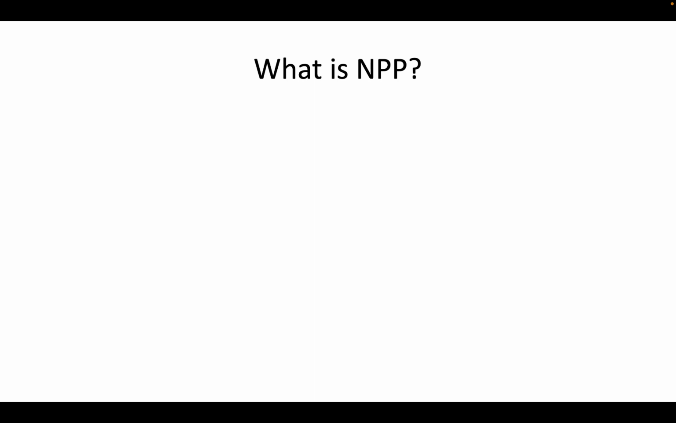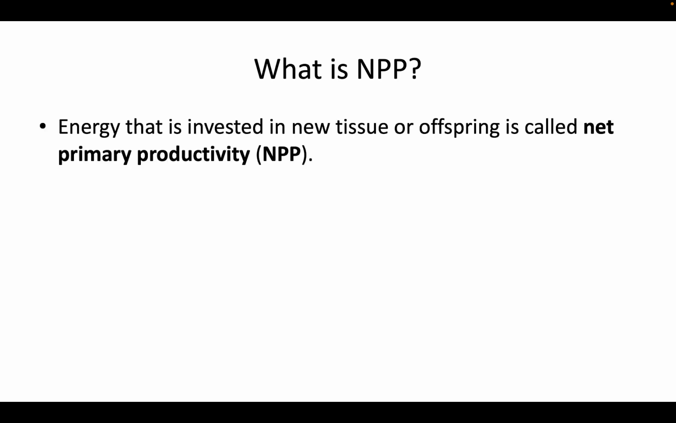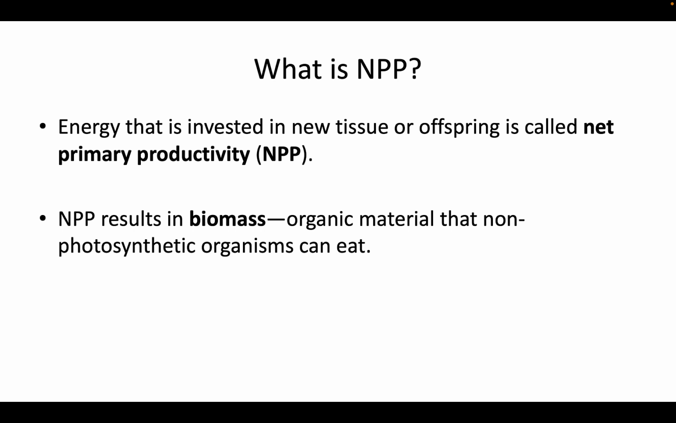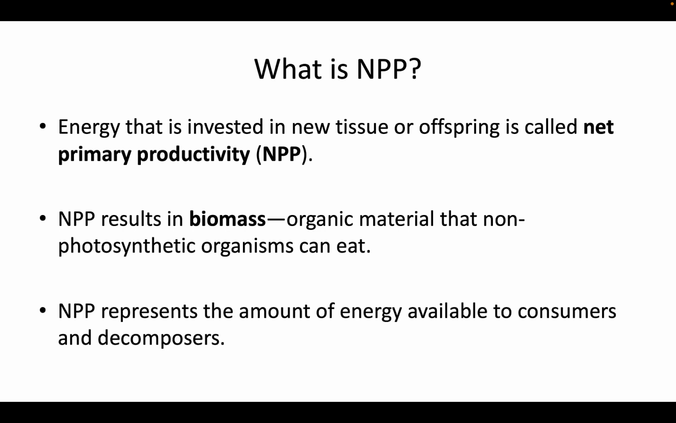So we've been talking about this and talking about the term productivity, and now we want to talk about what is net primary productivity, okay? So NPP, net primary productivity, is energy that is invested in new tissue or offspring. And it results in biomass, organic material that non-photosynthetic organisms can eat. And it represents the amount of energy available for consumers and decomposers. So it was that 45% in the equation that I showed you earlier.